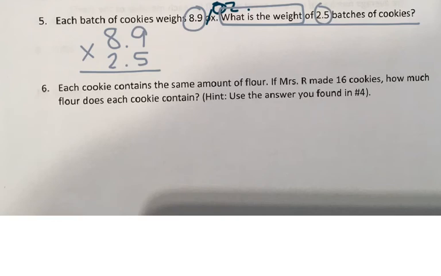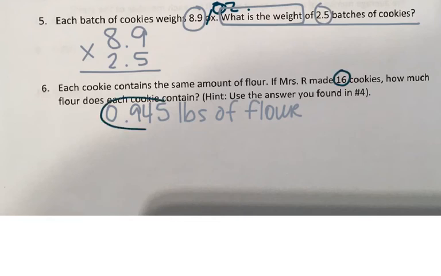Okay, let's look at number 6. Number 6, you're going to need information that we found in number 4. Each cookie contains the same amount of flour. If Mrs. R made 16 cookies, how much flour does each cookie contain? All right, so we need the answer we found in number 4, which was 0.945 pounds of flour. Then we're going to circle our numbers, 16 and 0.945. Sorry, that kind of overlaps there.